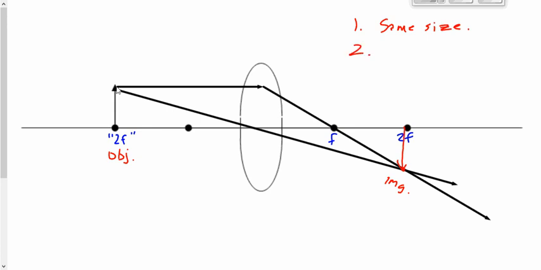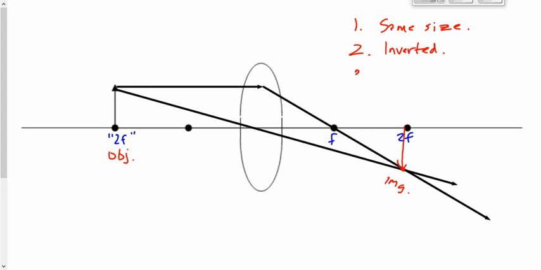Now, is the image right side up, or is it upside down? The object is right side up here, right? Like the arrow is pointing upwards. The image is upside down. The arrow is pointing downwards. So we're going to say that's inverted. Listen, if you use the term inverted, that's great. If you just say upside down, that's fine. I don't really care what you say as long as you recognize what it looks like, that it's upside down.